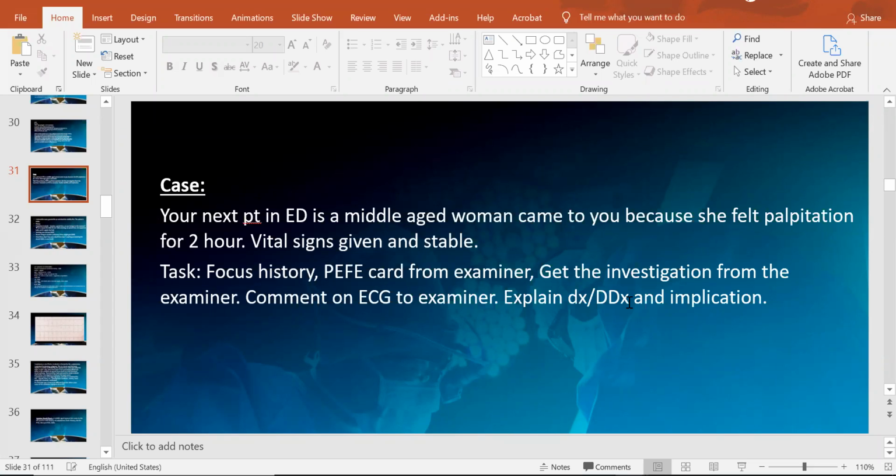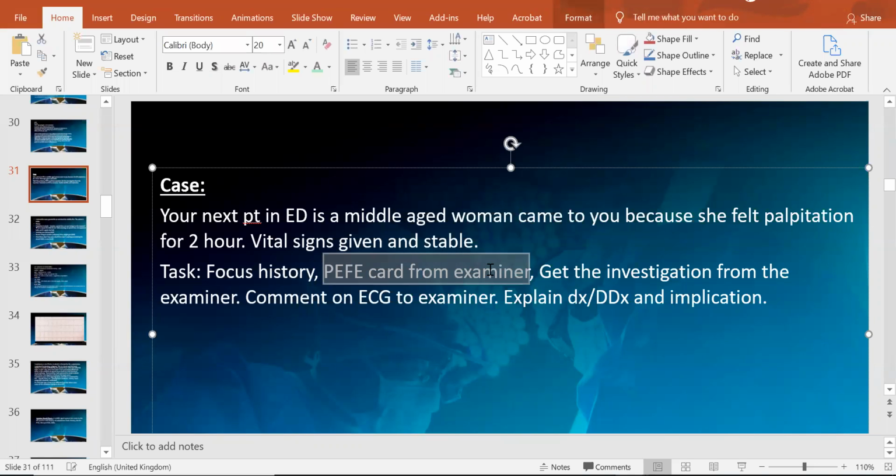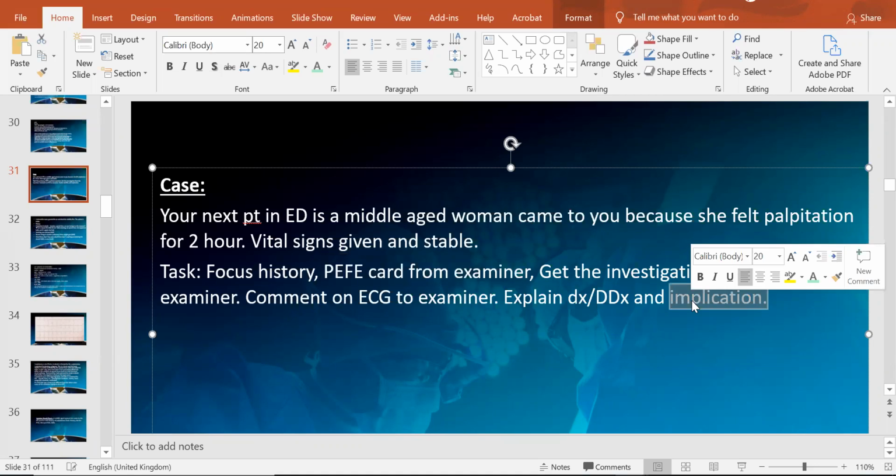Then your differential diagnosis, you will have to finish it. Most of the time you will not get this much task, so don't stress. This PFE most likely will not be there. So mainly history, ECG, explanation of the ECG, diagnosis, DD. Implication sometimes can be there, sometimes not.